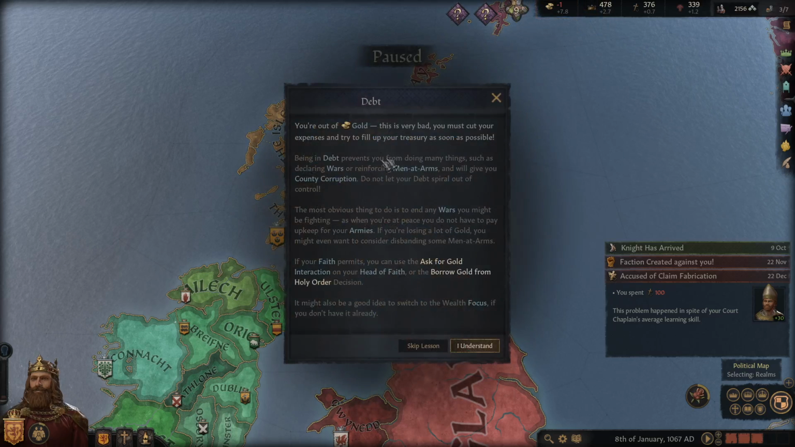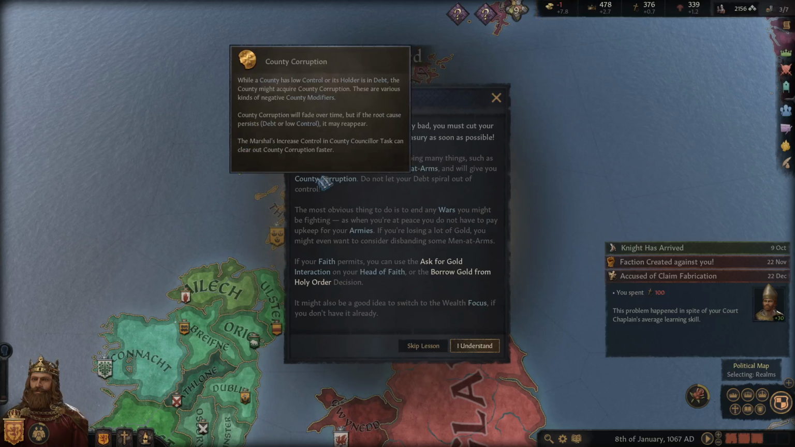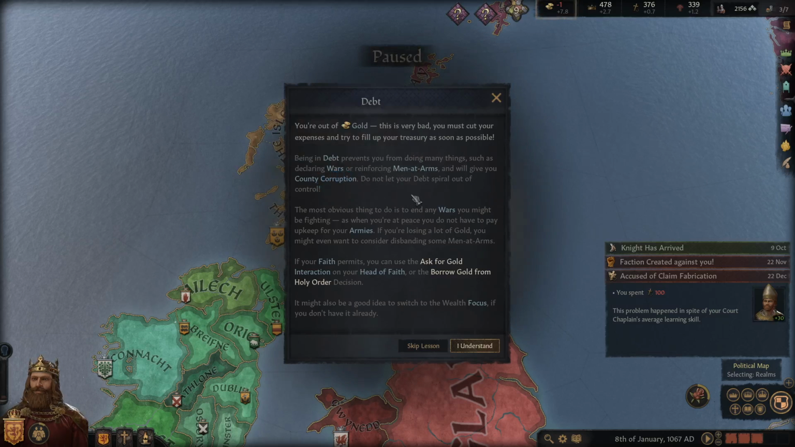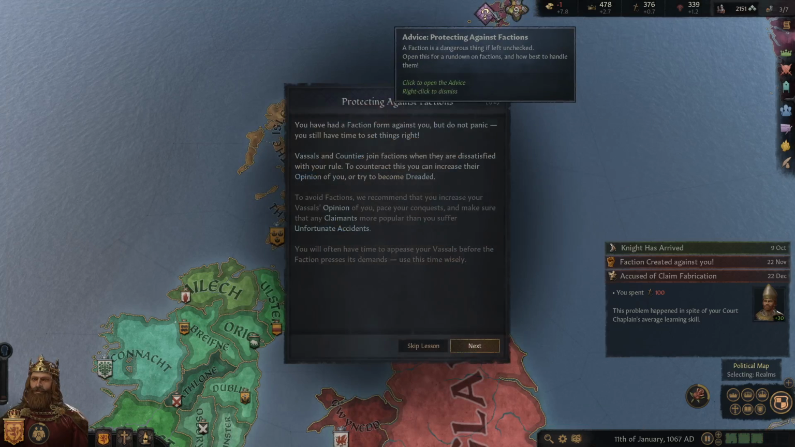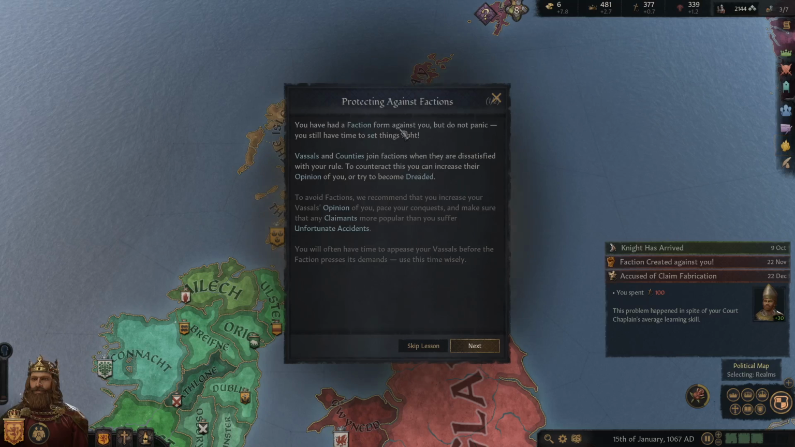Okay, so I'm out of gold. Being in debt prevents me from doing things such as declaring war and reinforcing men-at-arms, and it creates county corruption. I can ask for gold from the head of faith or borrow gold from a holy order. Yeah, we're about to be out of debt anyway. It's not that big.